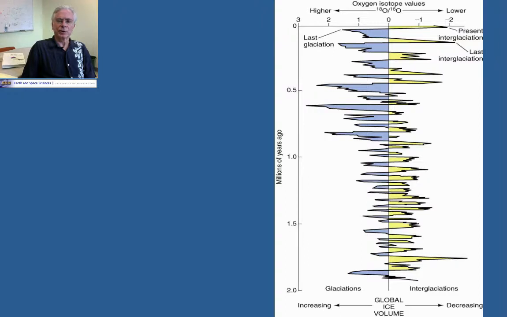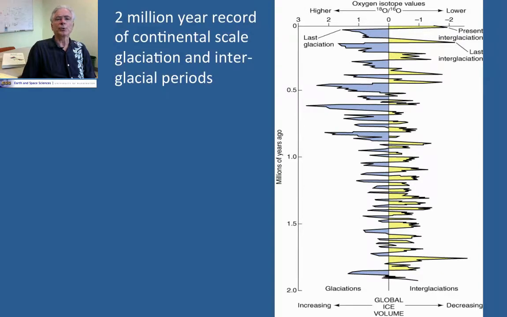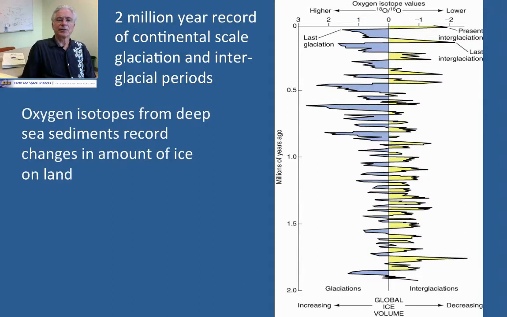Let's jump into glaciations. I have a plot here which represents glacial history over the last 2 million years. And let me walk you through this. This is a record of continental scale glaciation and interglacial periods, expanding a time from the present back to 2 million years before present on the vertical axis. The horizontal axis is a record to the left of increasing amounts of ice and to the right decreasing amounts of ice.